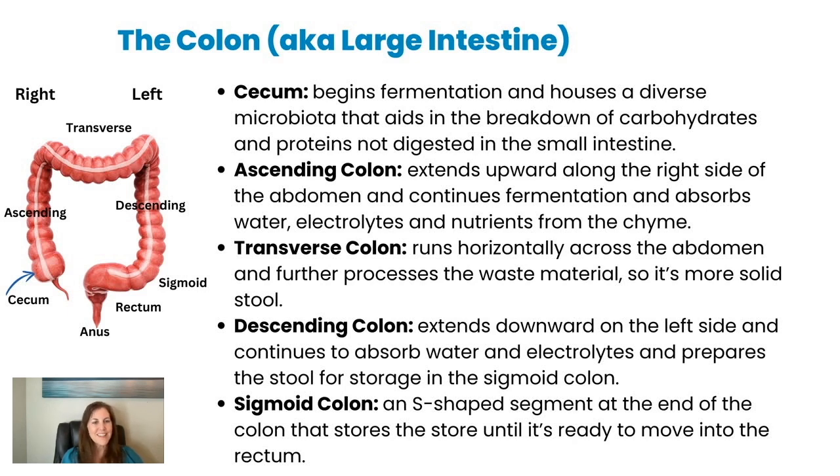Then it moves down the left side of the body from the ribs down to around the left hip bone, and then it moves inward towards the rectum and the anus. That little curve after the descending colon is called the sigmoid colon, and that's really where the poop is stored before it moves down into the rectum.